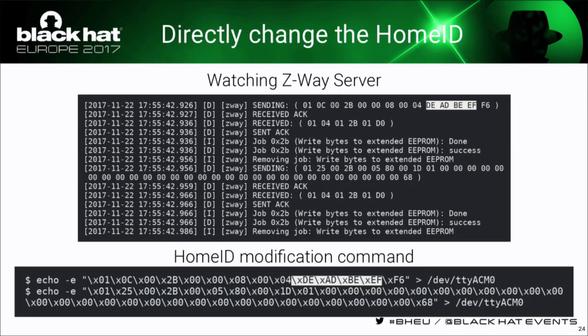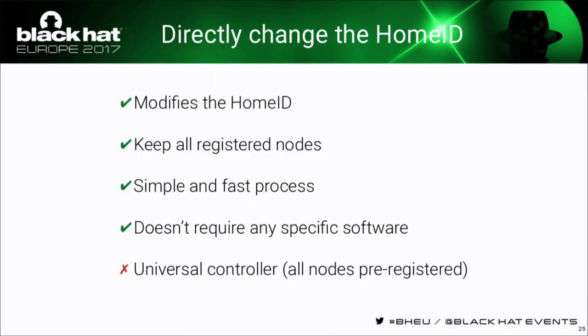So we had a more thorough look at what happened when we did the backup and restore operation. And especially we saw two commands. So you have two interesting parts here. In the first one that is displayed here, which is part of the whole restore process, you see the home ID. We tested it with the value deadbeef. Of course, we also tried to just send those two commands to try to modify the home ID. So we are able to modify the home ID of our controller arbitrarily. It kept all registered nodes, simply because we didn't go through the reset procedure of the restore operation. It's simple and fast. You only need a shell and to enter two commands. And it doesn't require any specific software.